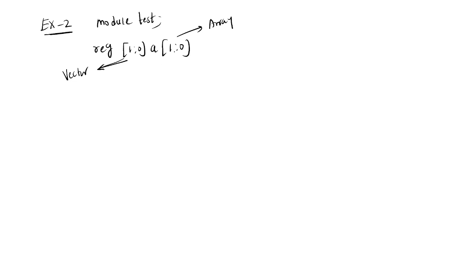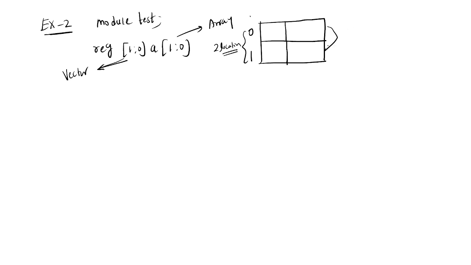So this is how you can analyze it. There are two locations, and that is nothing but an array. These are location 0 and location 1, and each location has how many bits? Again, vector: 2 bits. So in total there are two locations, and in each location we can store 2 bits.